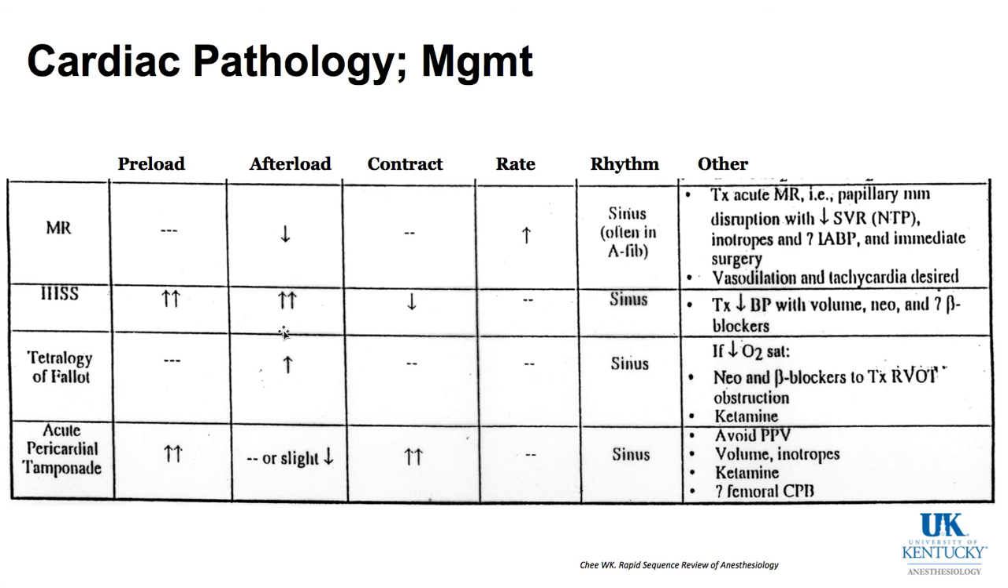So dropping SVR, dropping pressures on the left side of the heart, can make blood go right to left and increase cyanosis. So in Tetralogy of Fallot, you want to keep them vasoconstricted. Neosynephrine is one of the treatments for a TET spell. And ketamine is a drug that has some specific benefits in patients with tetralogy of maintaining afterload.